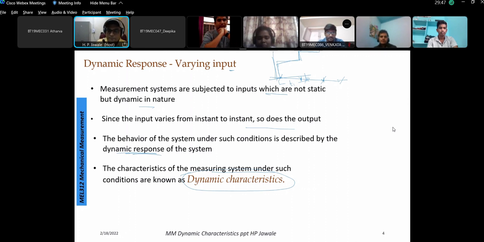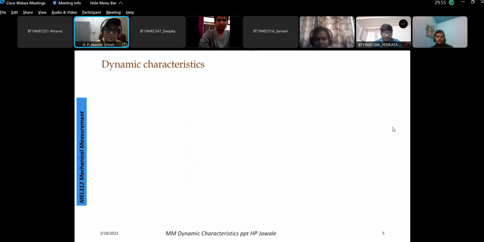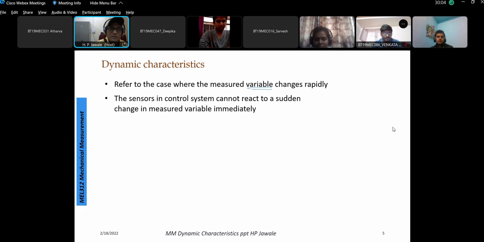So then once this is known, we need to identify what are the major properties we need to measure. So the dynamic characteristics refer to the case where the measured variable changes rapidly. So the variable, that is the input, is going to change rapidly. The sensors in the control system, you have to see this from a different perspective.